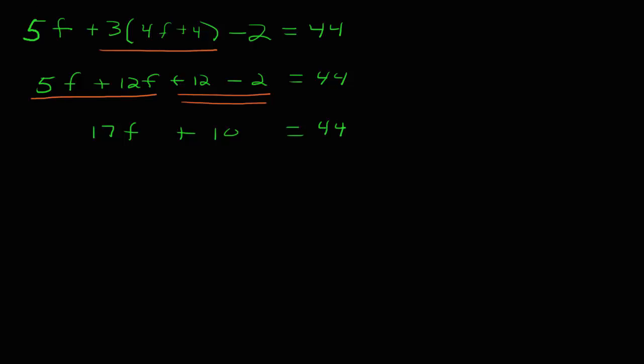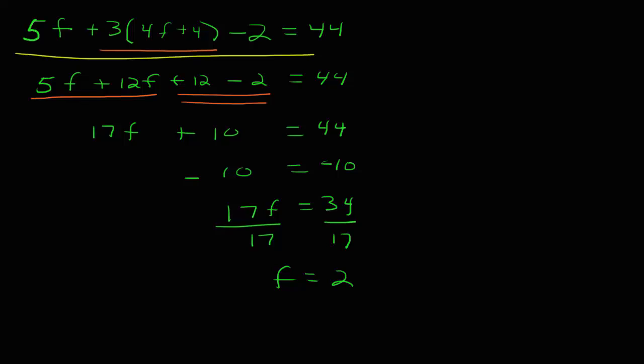We now have a level 2 two-step equation, and we're going to solve that by subtracting 10 from both sides of our equation. We get 17f = 34. Divide both sides by 17, and we get f = 2. Notice that we took a very complicated problem, like this one, and we turned it into a problem that we knew how to do, this one. That's generally what we are going to do with all equations.